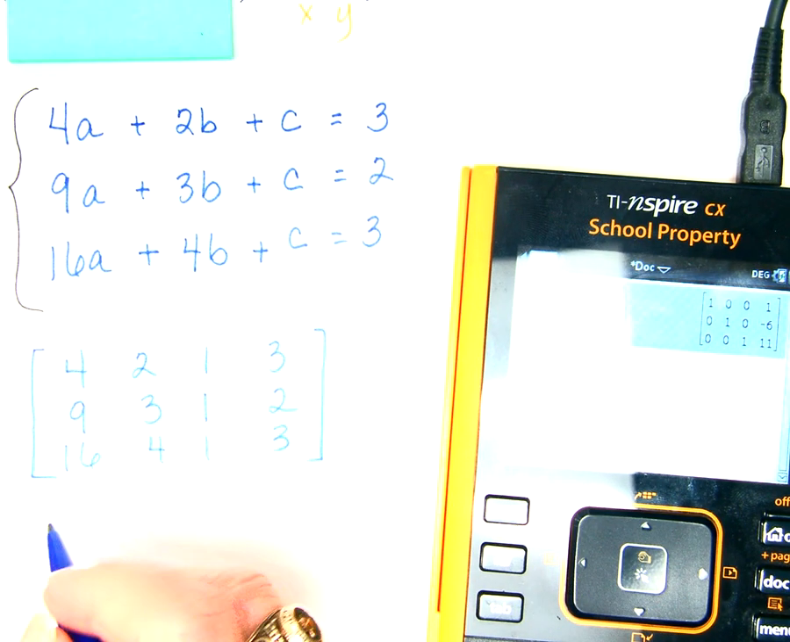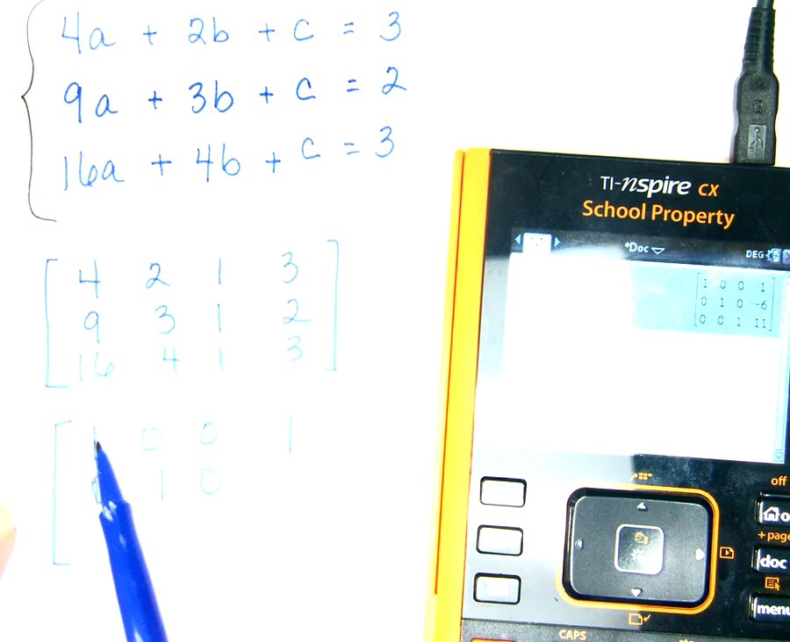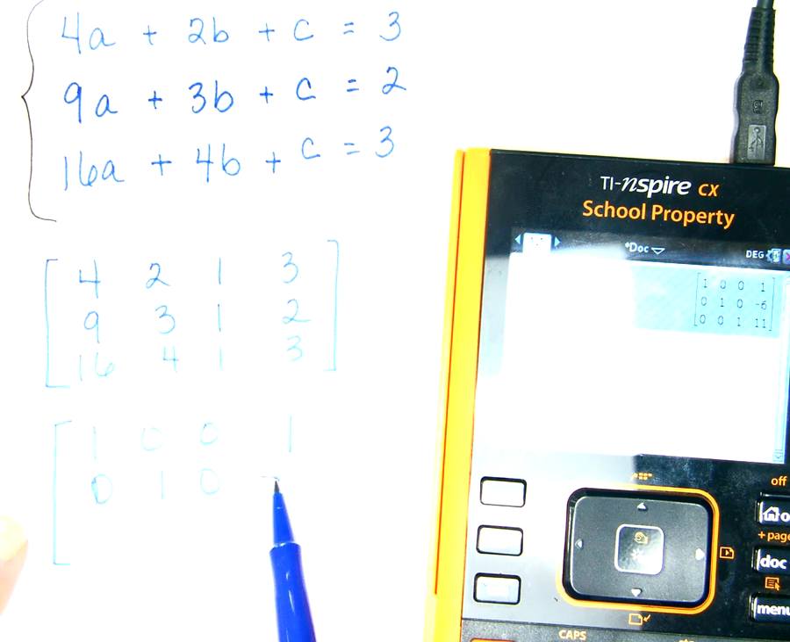So this is what my calculator says. 1, 0, 0, 1. You know it's good when the ones are on the line. The diagonal of ones, that's what I need. Remember that? 0, 1, 0, negative 6, and 0, 0, 1, 11.